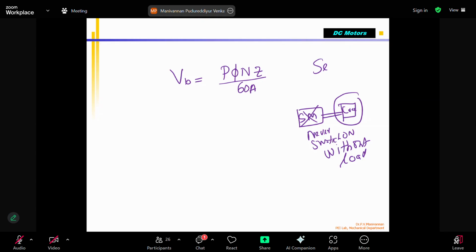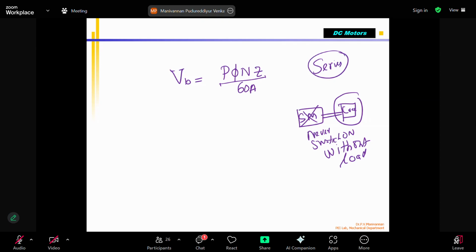The force is so much that the body of the motor, all the bolts and nuts, all shear, and those forces will be so high that they can come out. A series motor can go to 10,000, 20,000 rpm without load, in the no-load condition. That's why you should switch on the series motor only with load. Otherwise, there are chances. Again, but here also you have the back EMF.